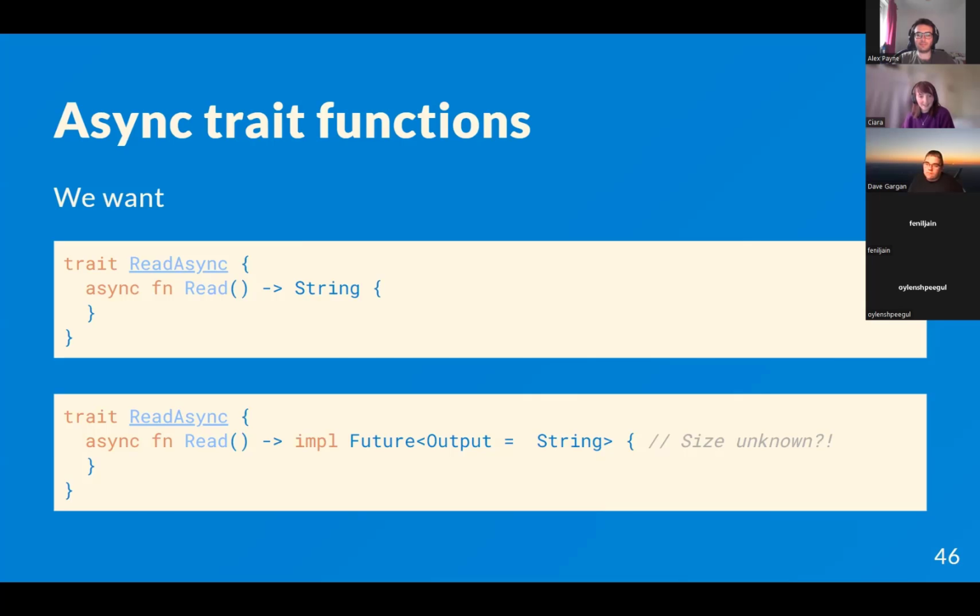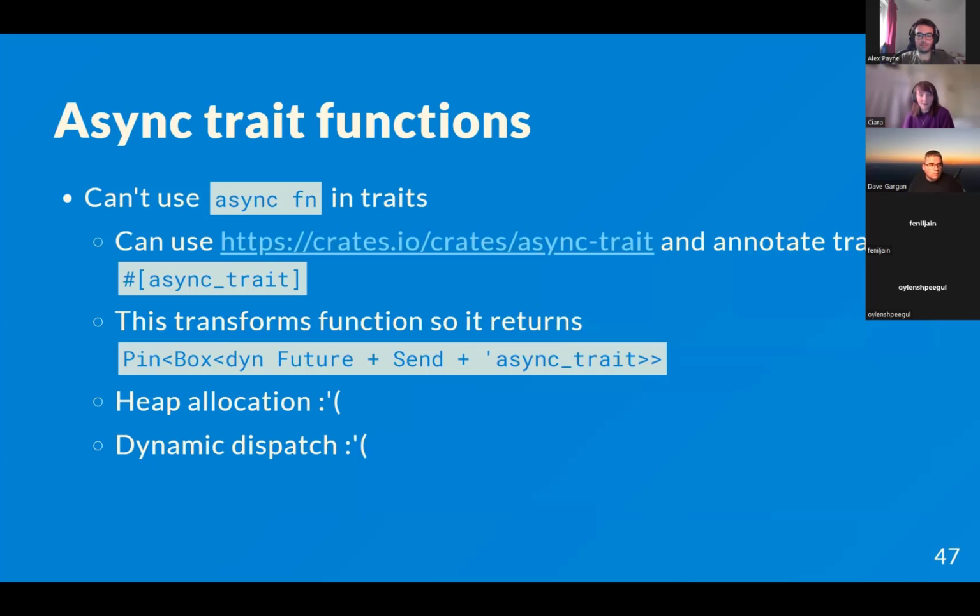If you desperately need this, then there is a crate called async_trait, where you annotate your trait and you annotate your implementation of the trait with async_trait. And it transforms the function so that it returns a pinned box dyn Future, also the Send trait and the async_trait lifetime. But that's a heap allocation and it's dynamic dispatch, so it's kind of not ideal. And I think there are people working on this and trying to fix it, but I'd be really interested at the end to hear anyone's thoughts about stuff like this if you know anything about it, because I'd also be curious.